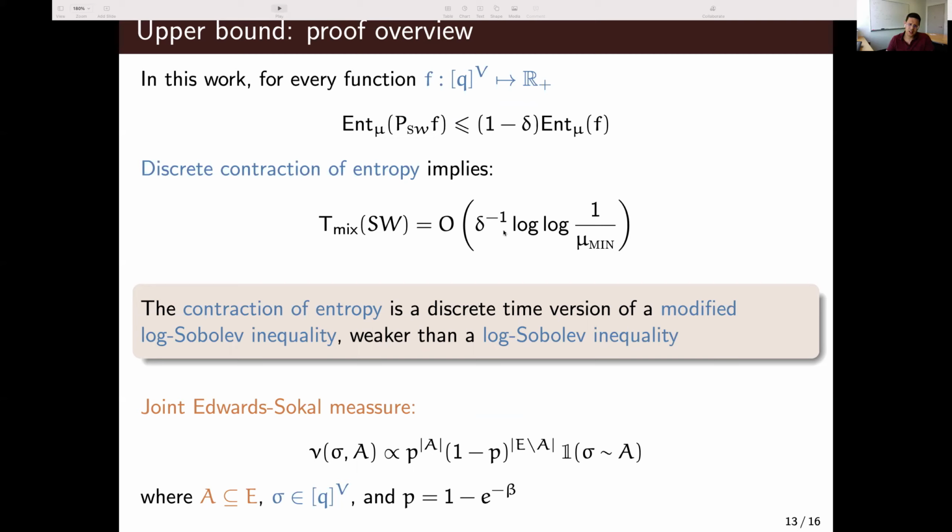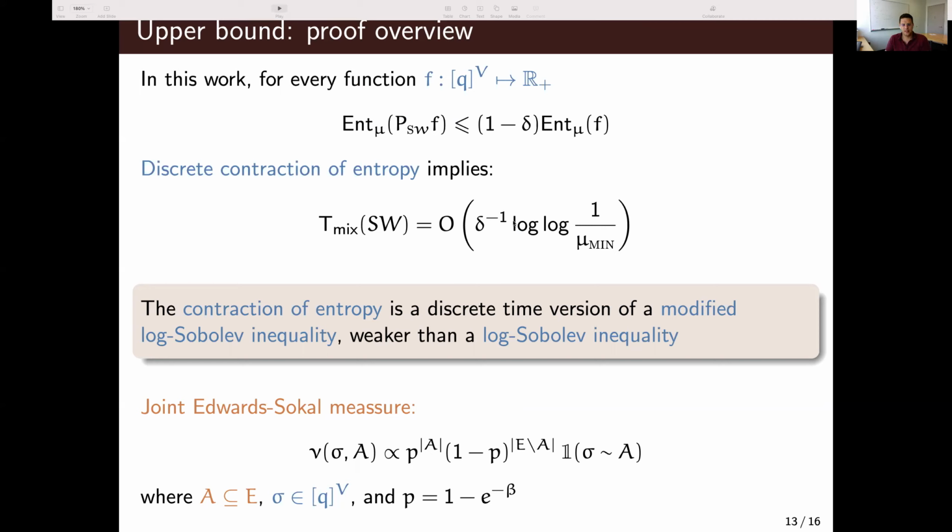Now, this discrete contraction of entropy is a discrete-time version. It is in fact a little stronger than the modified log-Sobolev inequality, in the sense that it implies the standard modified log-Sobolev inequality. But at the same time, it's weaker than the standard log-Sobolev inequality. And this is important because the type of log-Sobolev inequalities that we can prove are actually true for the Swendsen-Wang dynamics are insufficient to give you this type of result for the mixing time.